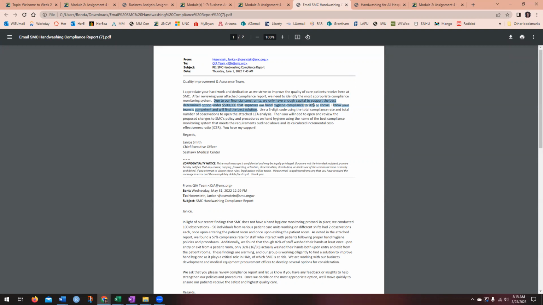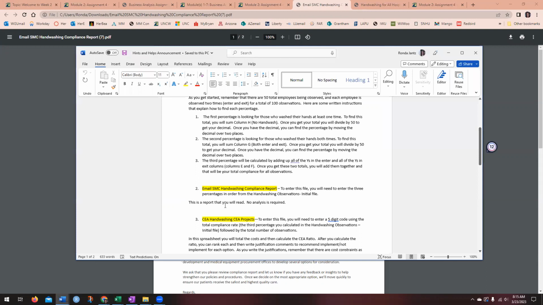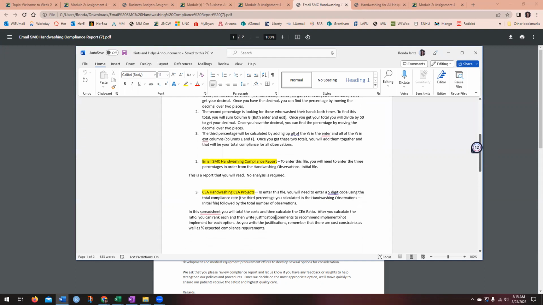So some of the projects we're going to look at don't have one of these 2. And so this is kind of telling us what we need to do. So let's go back to the sheet that I gave you. So we figured out our email. We understand to enter this file, we're going to enter a 5-digit code using the total compliance rate, the 3rd percentage that you calculated, the one that I didn't give you, followed by total number of observations. So we're going to have 100 total of observations.